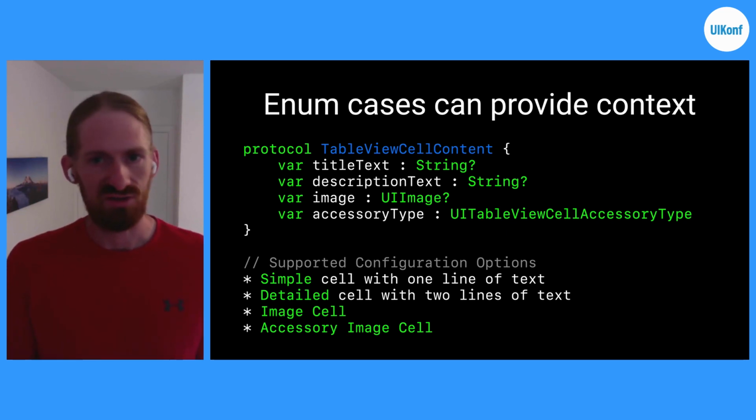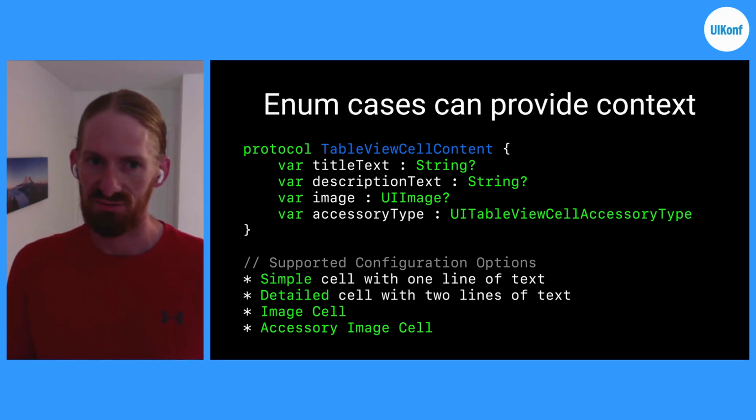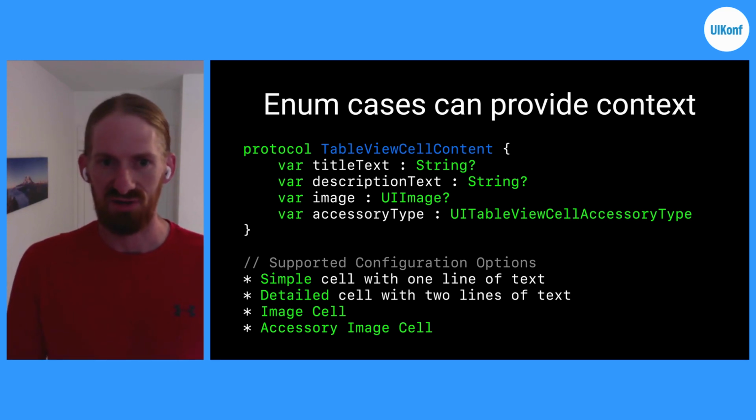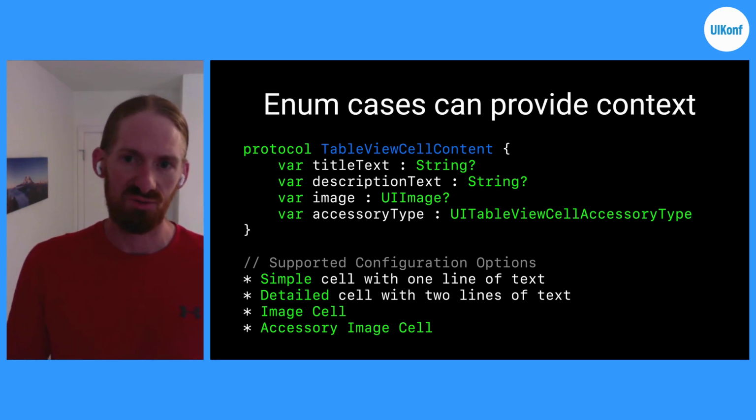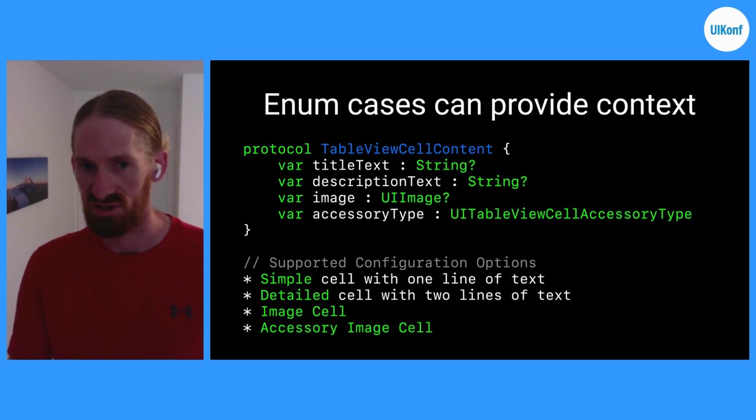Enum cases with associated values can help provide useful context. In this example, our table view cell has defined a protocol for the types of content it can display. Most of the content properties are optional though, because the cell can support showing an image without text or text without images.